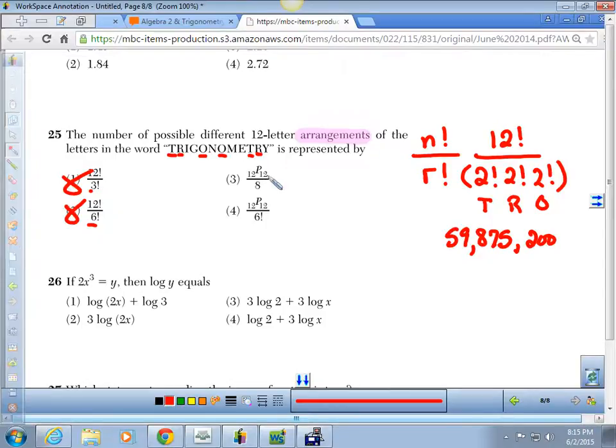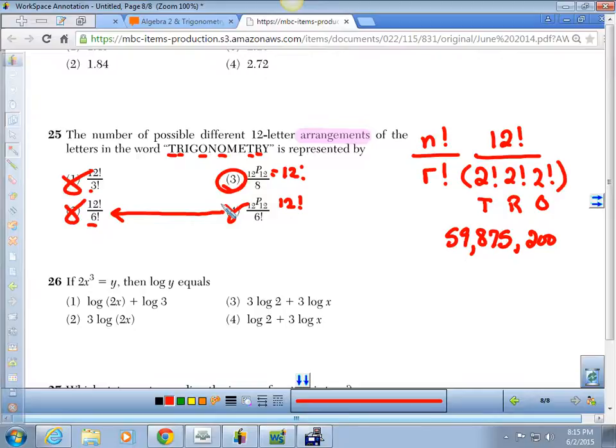Okay? Well, 12 permutation 12 is the same thing as what? 12 factorial. Anything permutation itself is the same as that number factorial. So really, this one is exactly the same as that one, isn't it? So where are they getting the 8 from, as opposed to 2 factorial times 2 factorial times 2 factorial? Yeah, 2 factorial is just 2, right? 2 times 1 is 2. So this is 2, this is 2, this is 2. 2 times 2 times 2 is 8. Choice number 3.